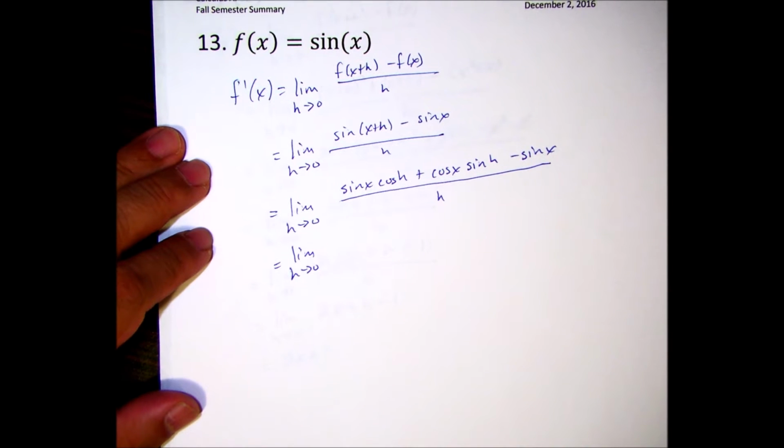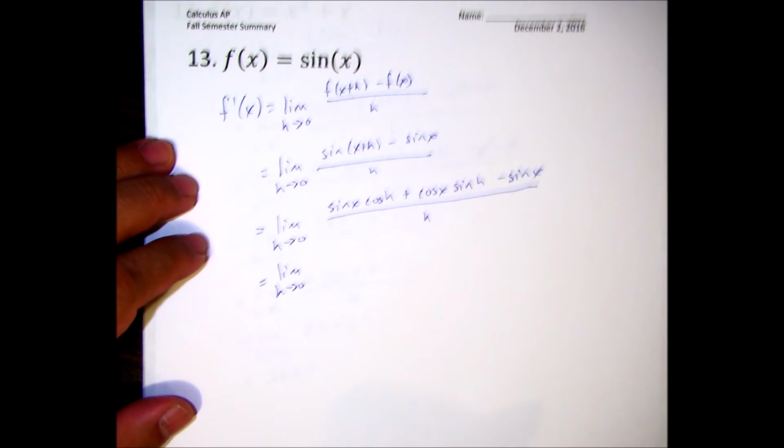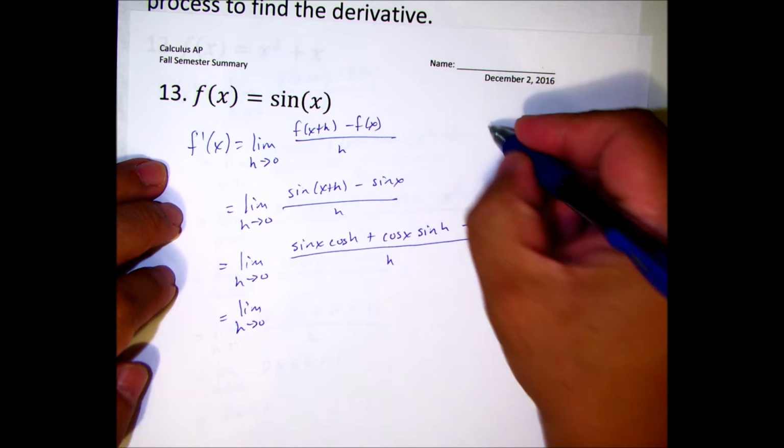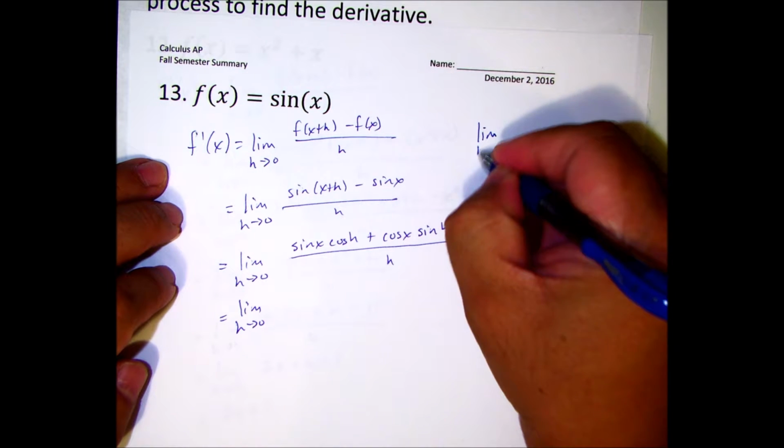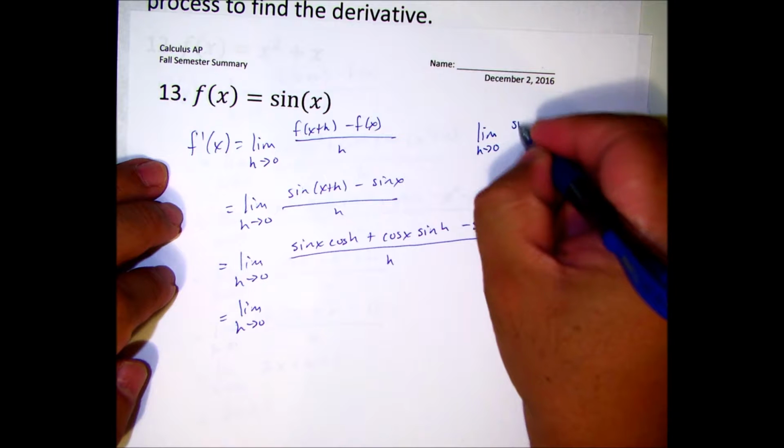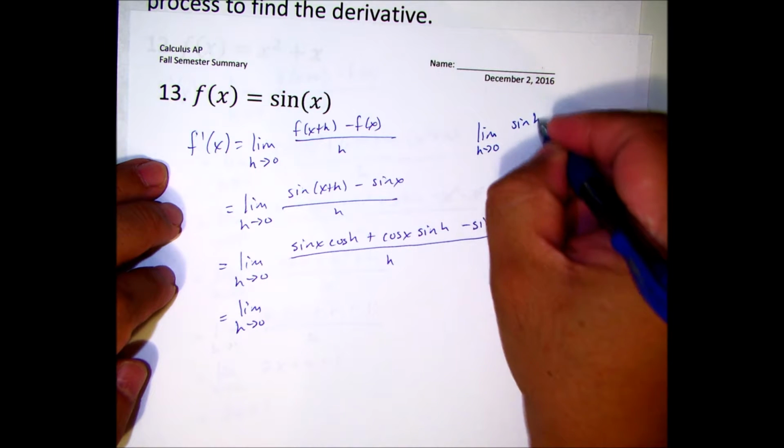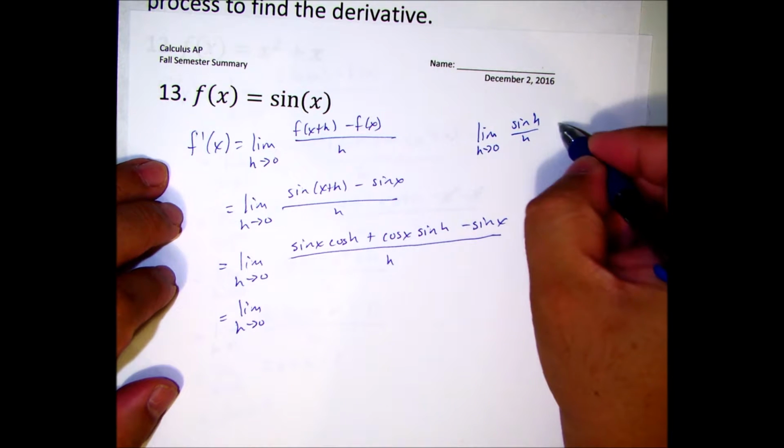Continuing on. Alright, what we got? What we want to do is get things together and get it in the form that we know. What forms do we know? We know these limits. We know the limit as h goes to 0 of sine h over h, we know that to be 1.